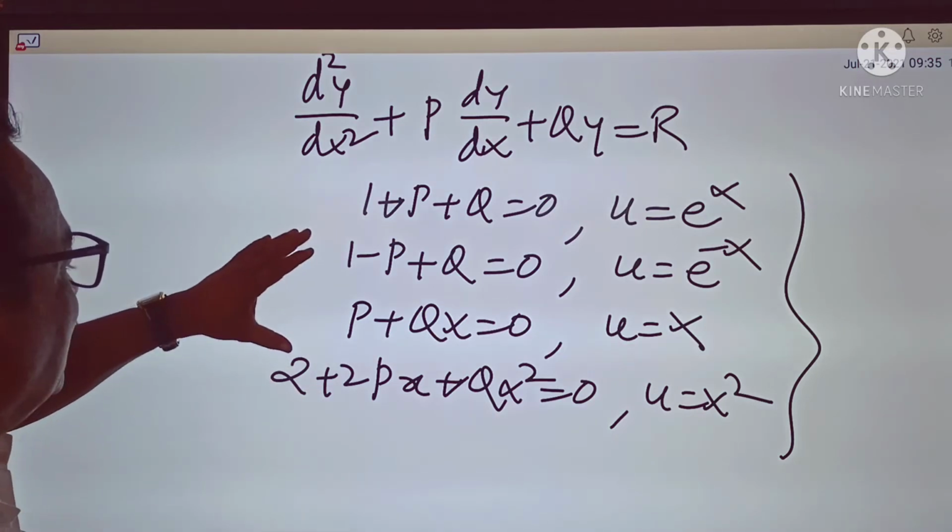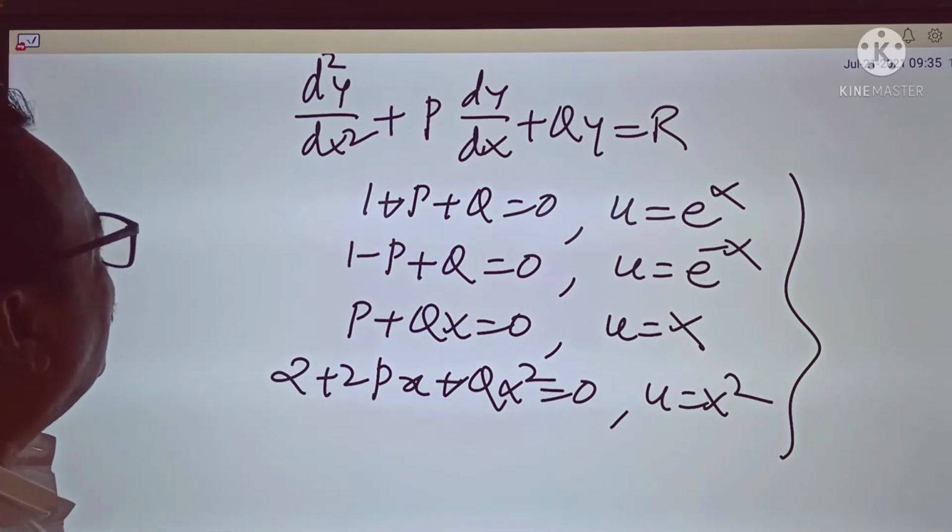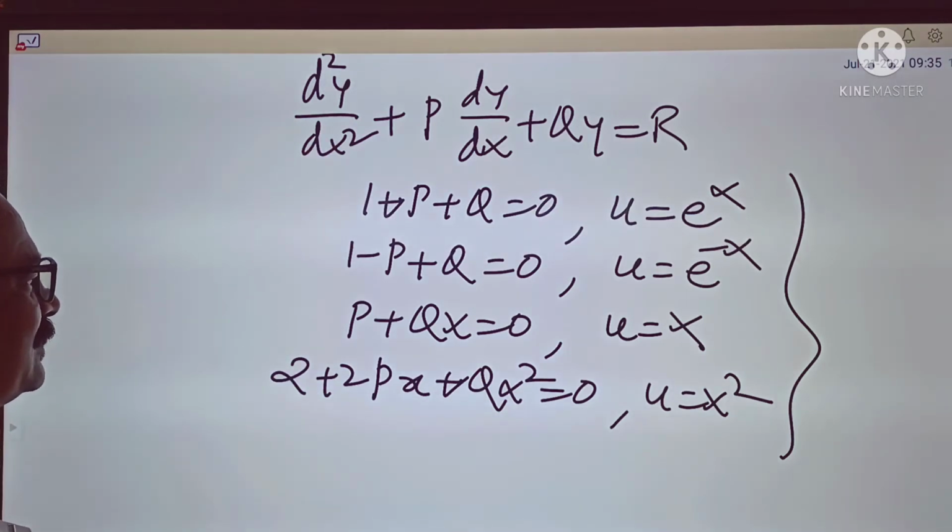Okay. So these are the tricks to find the known solution of the second order linear differential equation.